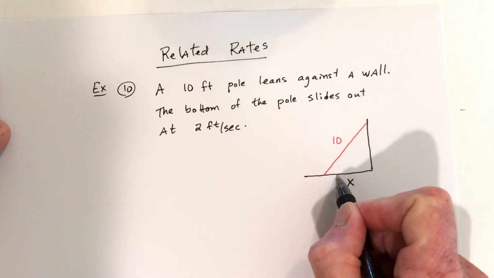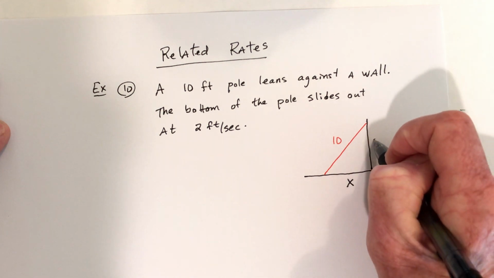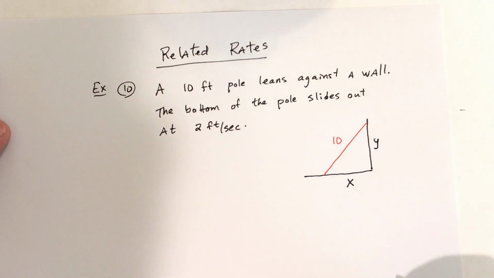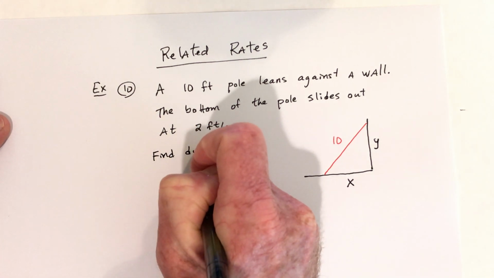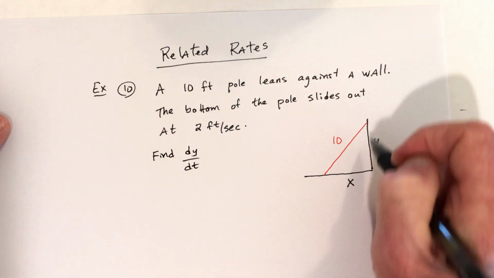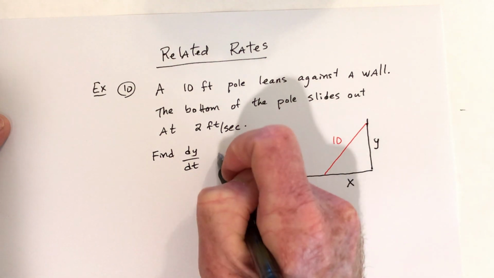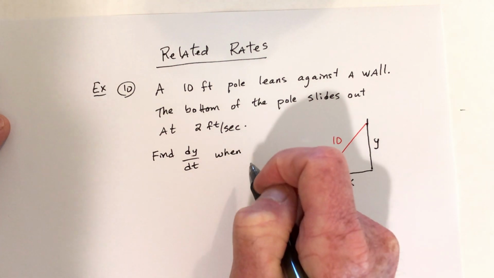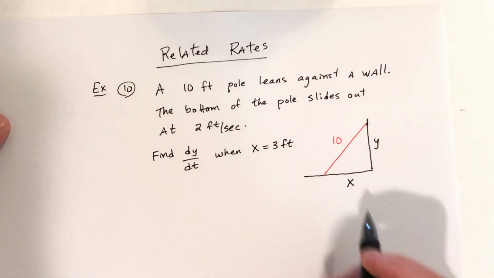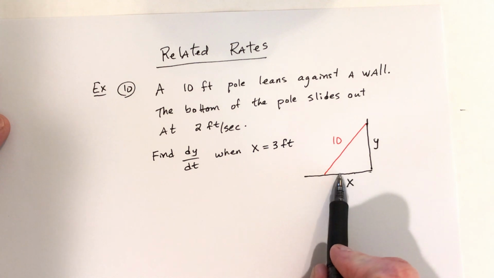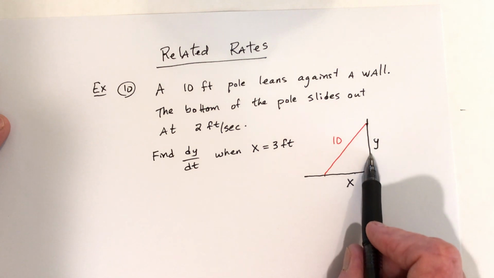And as the pole slides out this way, the top is going to slide down, so this needs to be a variable y. And then find dy/dt, or in other words, how fast this is sliding down when x equals 3 feet. So basically, here's 1 foot, 2 feet, 3 feet. When x gets out to be 3 feet, how fast is this part sliding down?